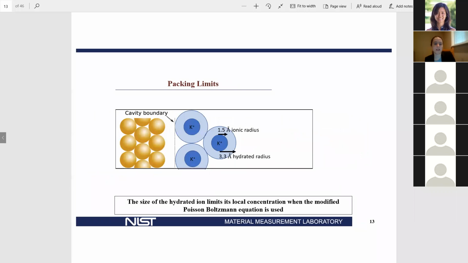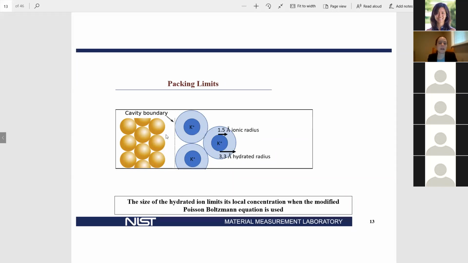However, I'd also like to note that others have considered one other physical possibility for limiting the response of the fluid, and that is the packing limits. In a normal continuum fluid, the packing isn't constrained by the size of the ion. In a real physical example, of course, the local concentration of the electrolyte is limited by the hydrated size of the ion. Here I show potassium.